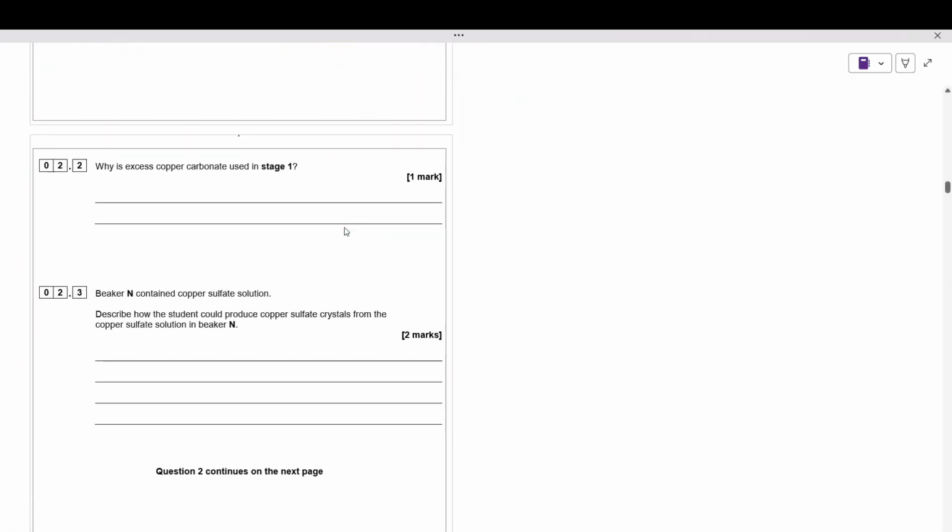As we progress to 2.2, why is excess copper carbonate added or used in stage 1? What's the purpose of using it? And this is because we want all the acid to be fully used up. So all the acid is fully used up, and that's the purpose of adding it in excess.